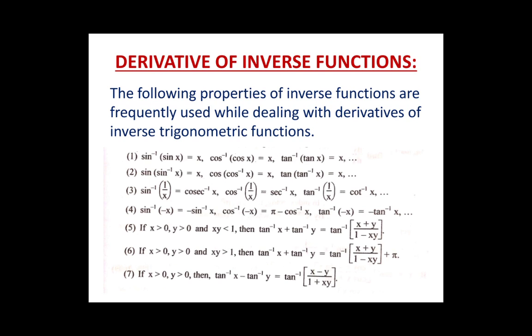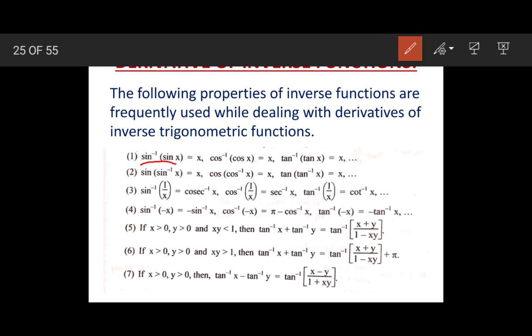So the following properties of inverse functions are frequently used while dealing with derivatives of inverse trigonometric functions. Sin inverse sin x is x. This is true for all trigonometric ratios, so cos inverse cos x will be x, tan inverse tan x will be x, and so on. The second property is sin of sin inverse x is also equal to x. Similarly, cos of cos inverse x is x, and tan of tan inverse x is x, and so on.